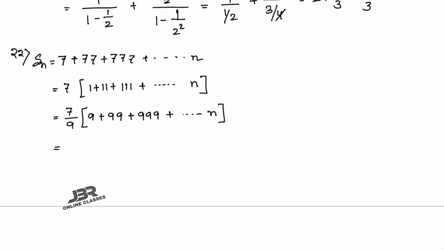Now the next thing is 7 by 9, and here 9 you can write down as 10 minus 1, 99 as 100 minus 1, 999 as 1000 minus 1. In this way, dot dot dot, up to n terms.